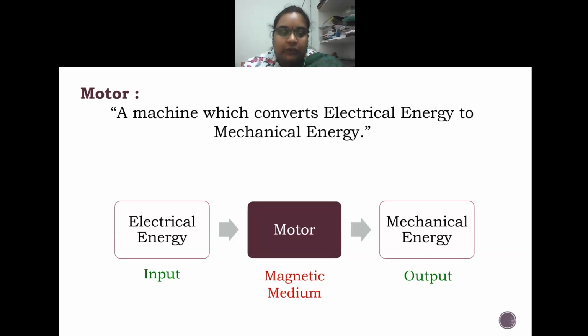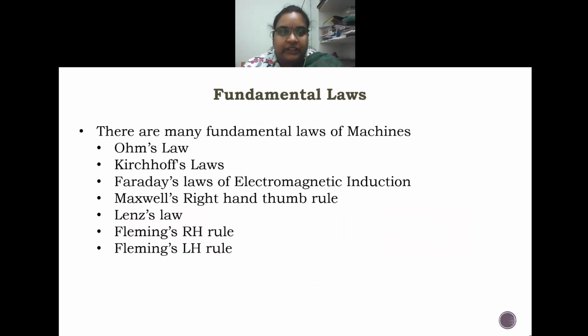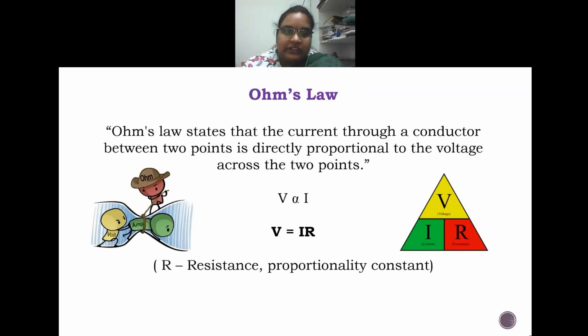So, in order to understand all these concepts, we are going to see some fundamental laws. These are the main fundamental laws for any machine. First one is Ohm's law. The next are Kirchhoff's laws. Next is Faraday's laws of electromagnetic induction, Maxwell's right hand thumb rule, Lenz's law, Fleming's right hand rule, and Fleming's left hand rule.